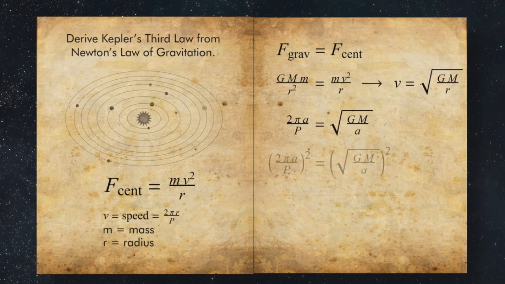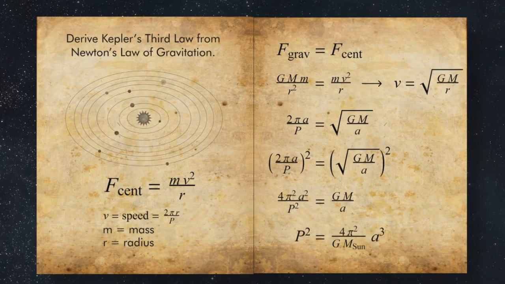After some rearranging, we've gotten back to Kepler's third law. That is, p squared equals 4 pi squared over G times M sun, all multiplied by a cubed. This expression is especially informative because it relates two values that you can measure with a telescope: distance to the Sun and orbital period to the mass of the Sun. And that's how we know how heavy the Sun is.